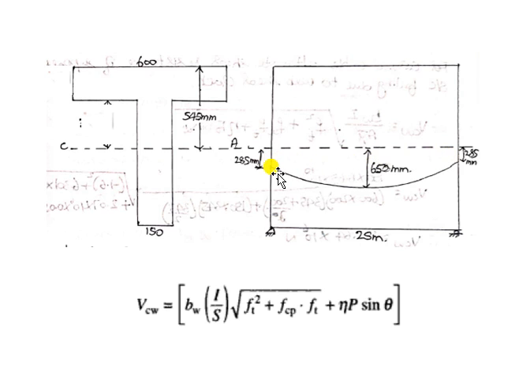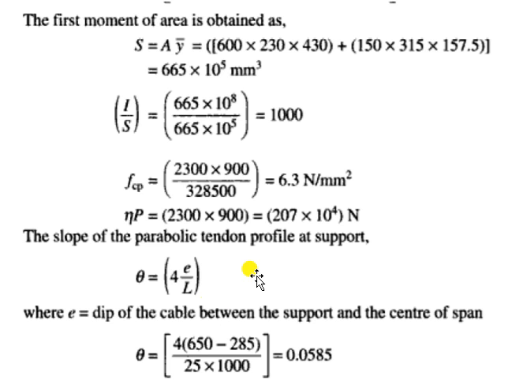So, the net eccentricity will be measured from the edges of the cable. So, from here to here, it is 650 minus 285. That will be the net eccentricity. So, 4 into (650 minus 285) divided by L.